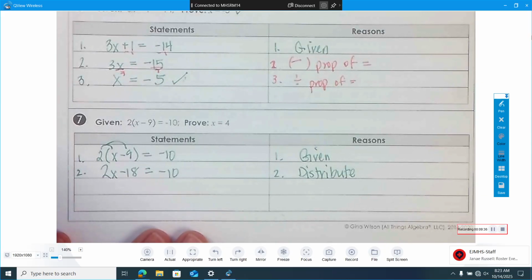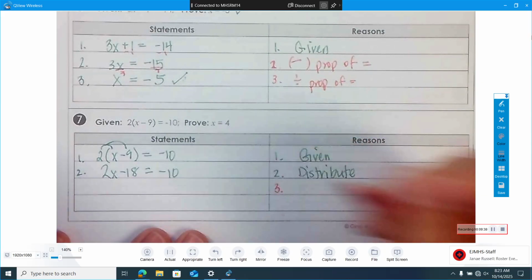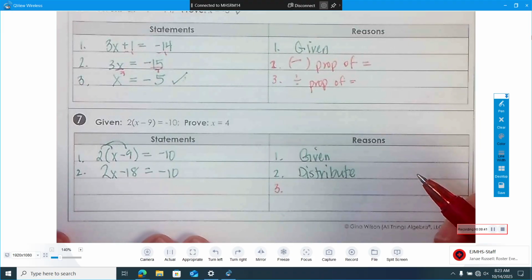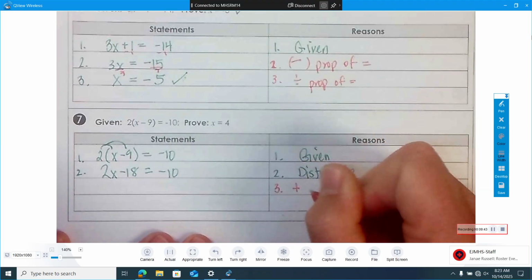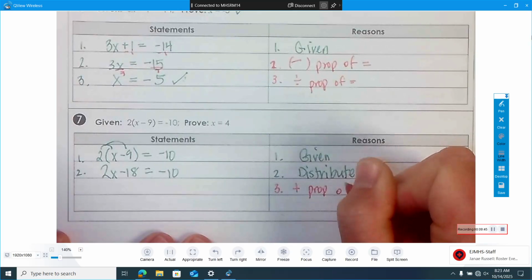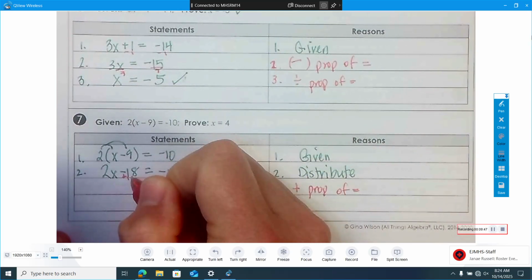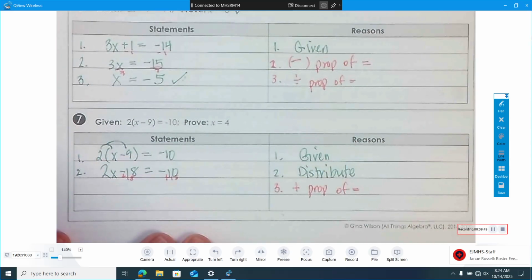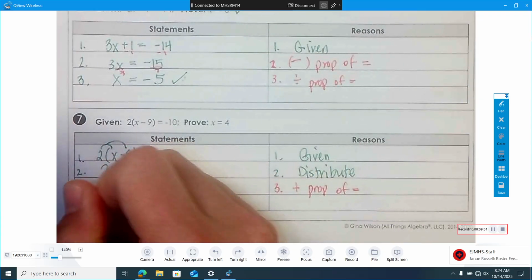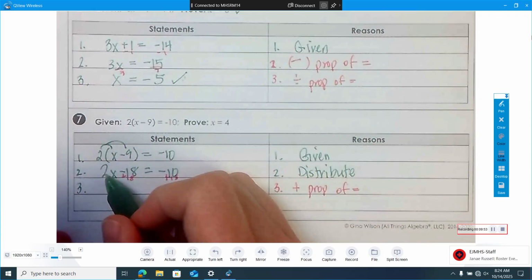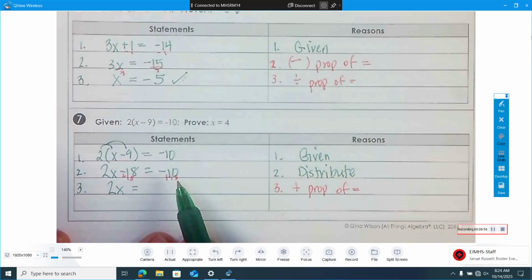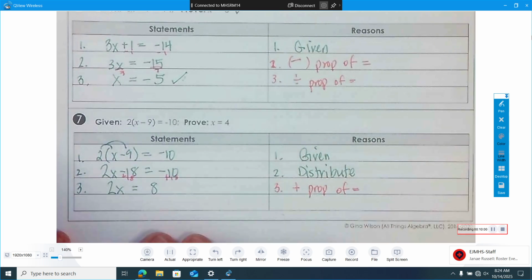Then what are we going to do? I heard 2 different things, did I? Add? Okay. Addition property of equality. We are going to add 18 to both sides. That would be the addition property of equality. So that means my 2x is alone, and negative 10 and a positive 18 is? 8 is the winner. Okay.